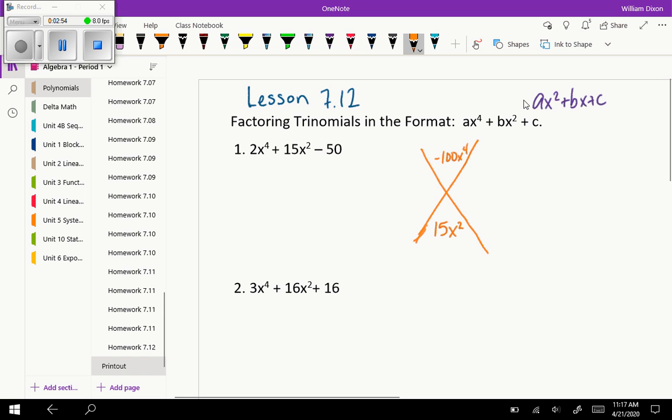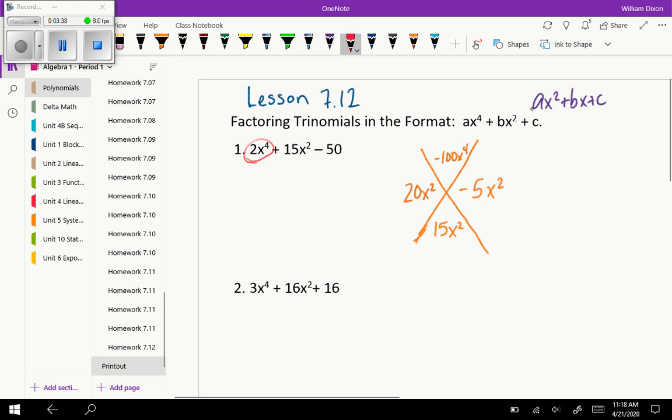So you have to be careful though, because it's not just 20 and negative 5. It has to add up to your 15x squared. It's going to be 20x squared and negative 5x squared. That's important. Why? Because my next step in my x method is putting those two numbers over the leading coefficient or the first term. All right, so I'm going to do this on the side because this becomes very important.